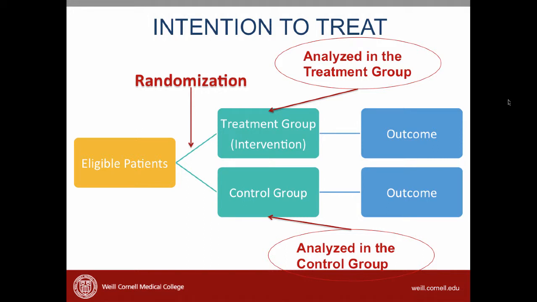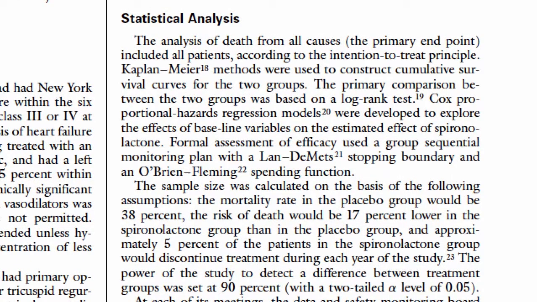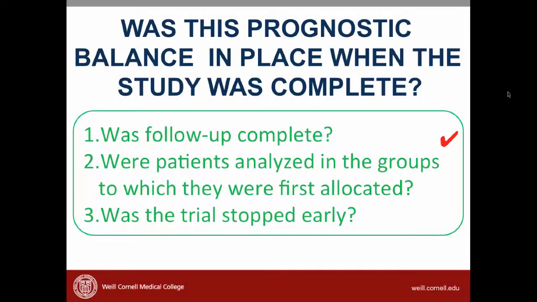Even if a patient is not compliant or didn't take the treatment, or if they were in the control group and ended up getting the treatment in a different way, they are still analyzed in the groups to which they were randomized, because you have to keep the power of the randomization. Let's go back to the spironolactone study. If we scroll through the methods section and look at the statistical analysis section, the researchers write, the analysis of death from all causes included all patients according to the intention-to-treat principle. Going back to the checklist, let's give that question a check.